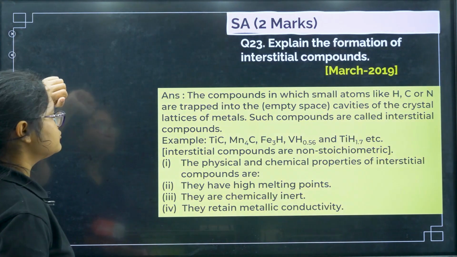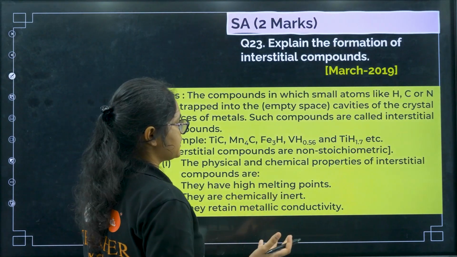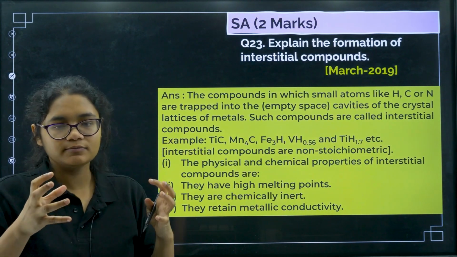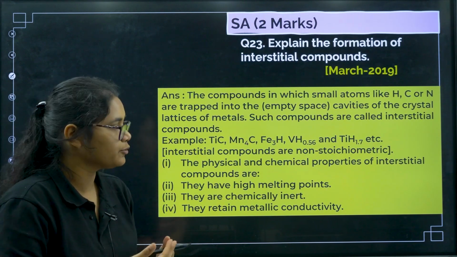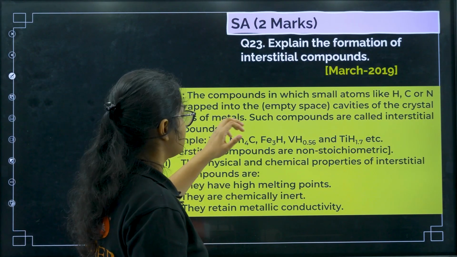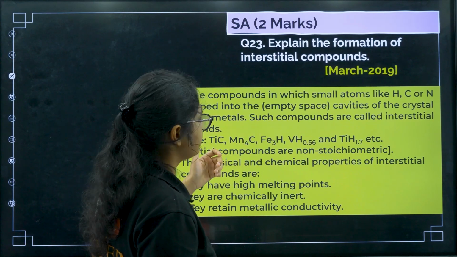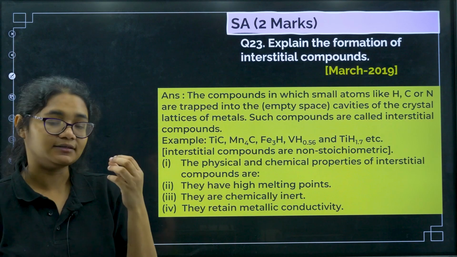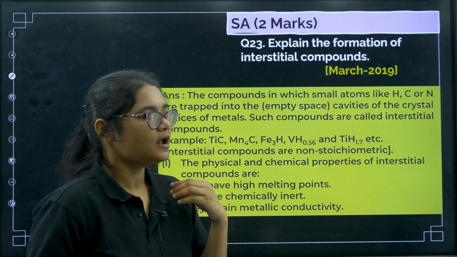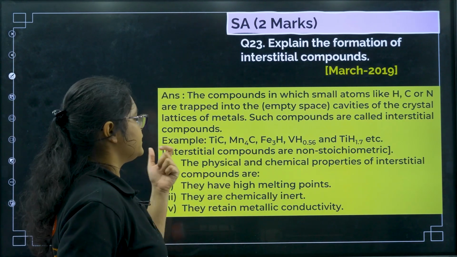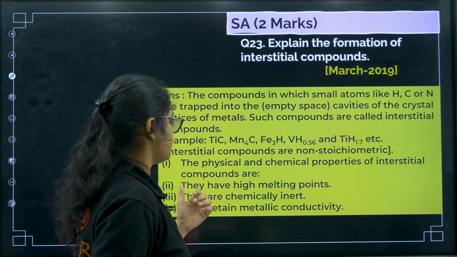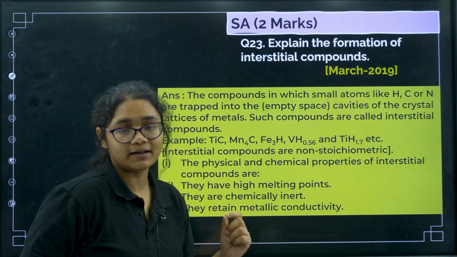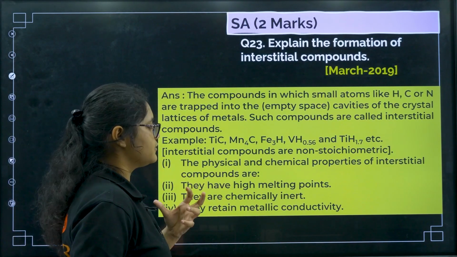Next, interstitial compounds. So what are interstitial compounds? The compounds in which there are small voids, or you can say vacant spaces, and those vacant spaces are occupied by other small atoms like nitrogen, hydrogen, carbon. These are trapped in the empty spaces of the transition elements, and these are called interstitial compounds. Now what is the benefit of that? We see that in their physical and chemical properties, they have high melting point, they are chemically inert, and they retain the metallic conductivity. They increase the hardness of the metals.